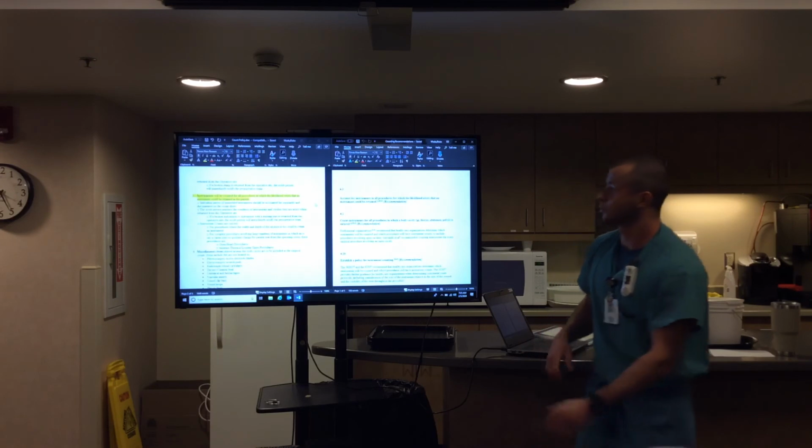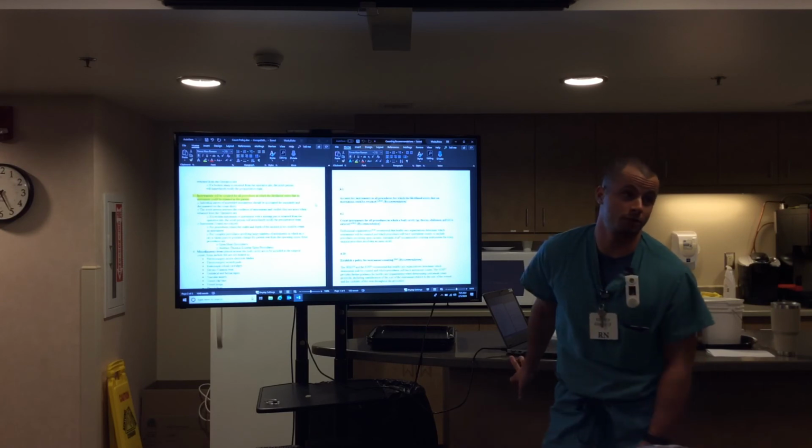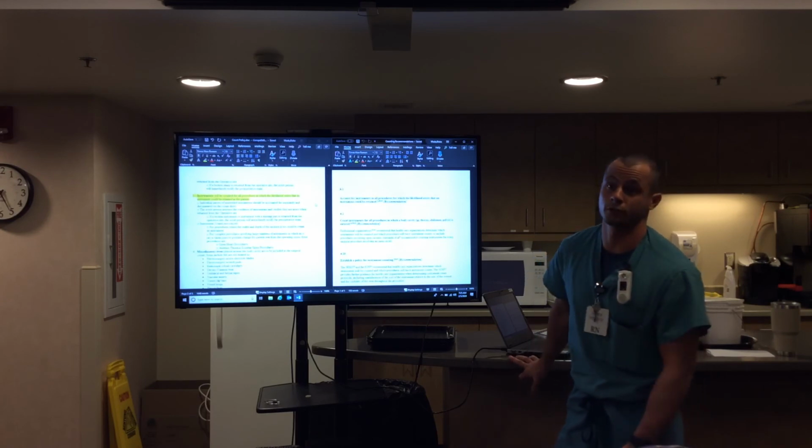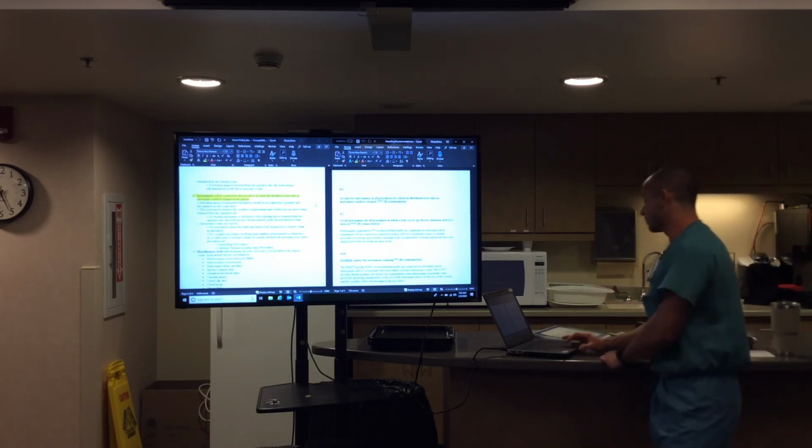Our policy says instruments will be counted for all procedures in which the likelihood exists that an instrument could be retained in the patient. Pretty vague, right? It leaves a lot of room for interpretation. Basically, at your own discretion, you get to decide what cases you're going to count instruments for.